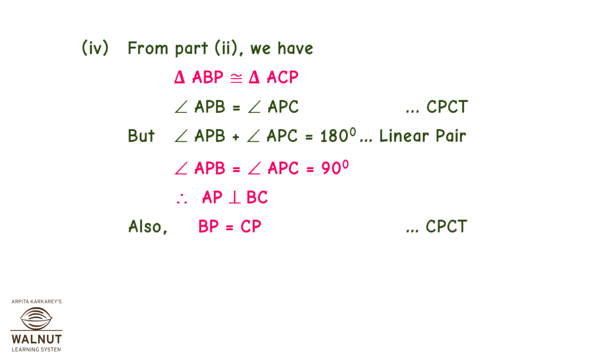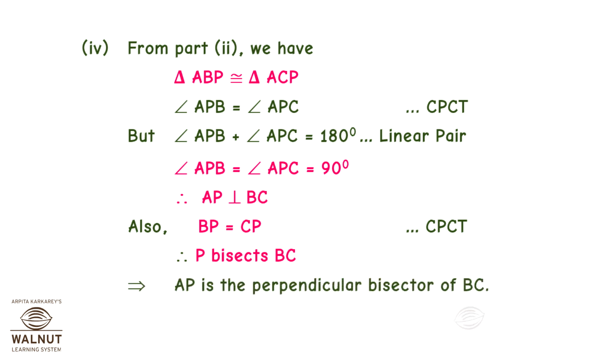Also, BP is equal to CP, CPCT. Therefore, P bisects BC. Therefore, AP is the perpendicular bisector of BC.